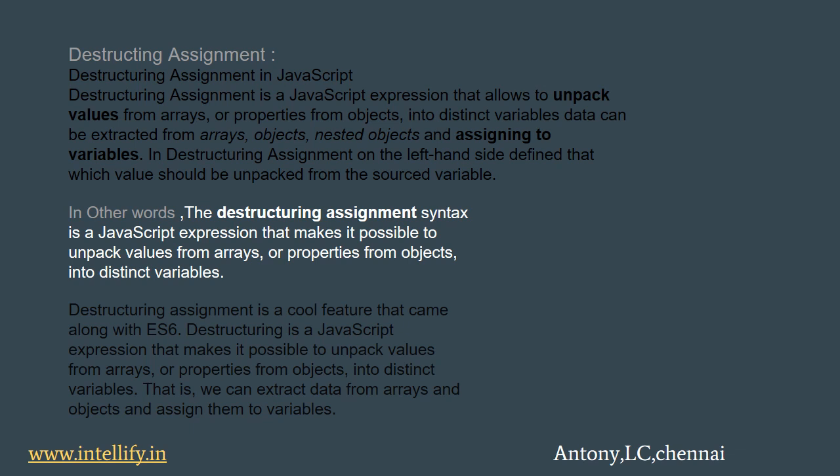Destructuring assignment in JavaScript is an expression that allows us to unpack values, as I already said, from arrays or properties from objects into distinct variables. Data can be extracted from arrays. In destructuring assignment, the left-hand side defines which value should be unpacked from the source variable. It is a cool feature that came along with ES6. That is, we can extract data from arrays and objects and assign them into variables. So that is all about destructuring assignment.